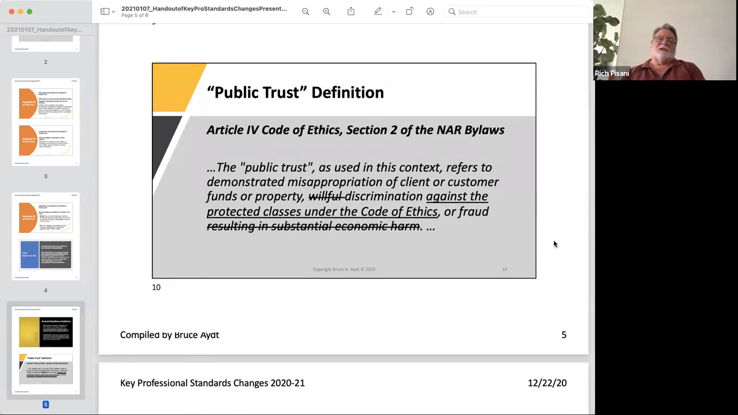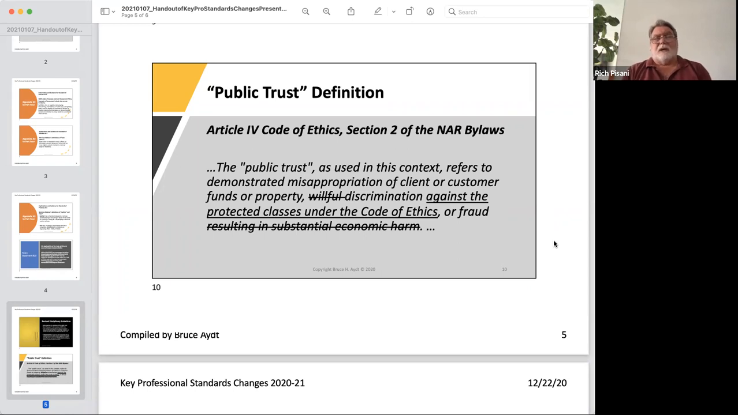Public trust, as used in this context, refers to a demonstrated misappropriation of client or customers' funds or property, discrimination against the protected classes under the Code of Ethics, or fraud. So it's basically saying you are violating public trust due to the protected class. Steering is a way of violating public trust, steering certain clients to a specific neighborhood, or charging them more for your services, or stuff like that.